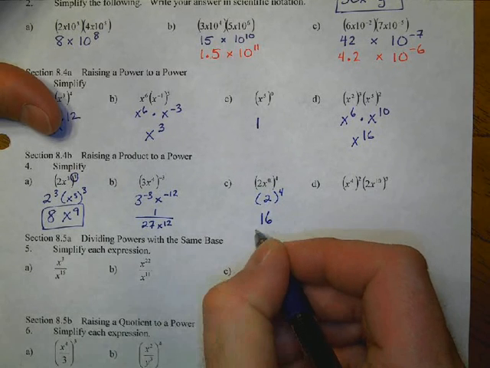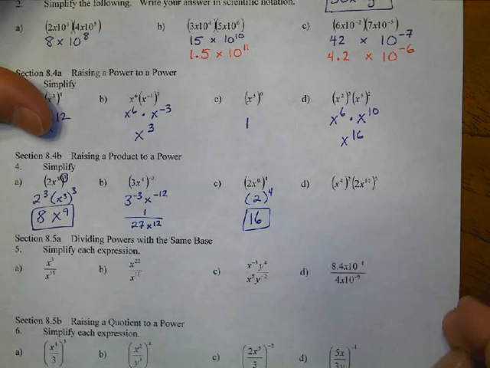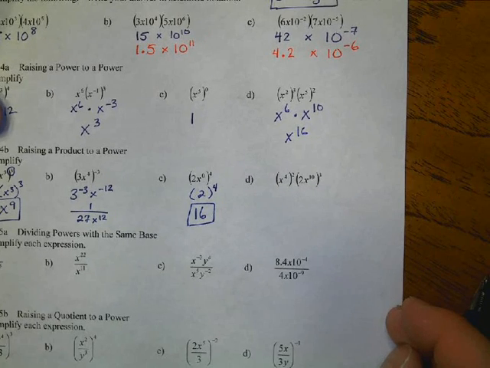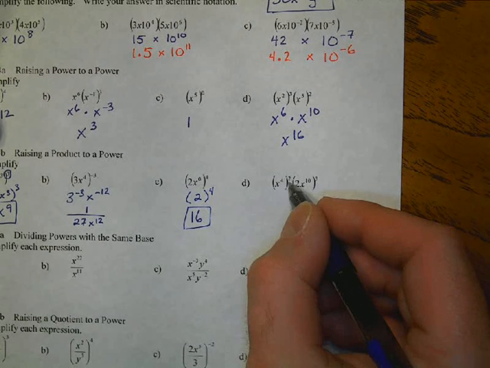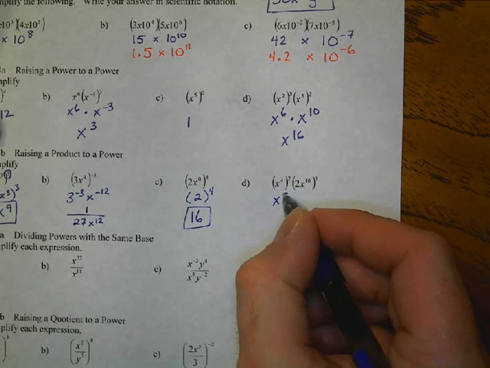Well, we've talked about this before. A power of 4 means you square it twice. 2 squared is 4, 4 squared is 16. And that's our answer. Let's look at problem D.